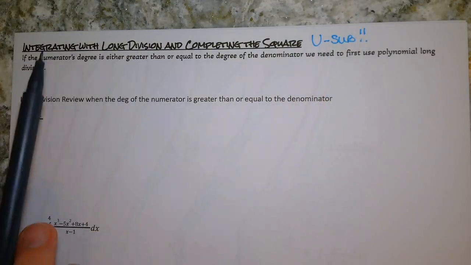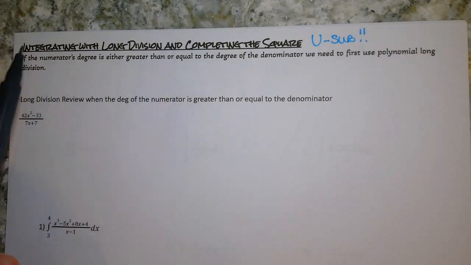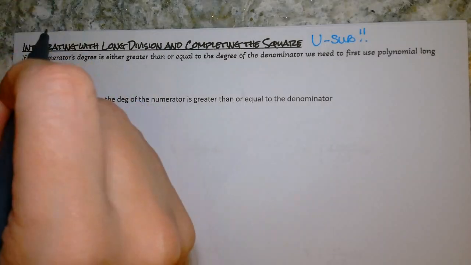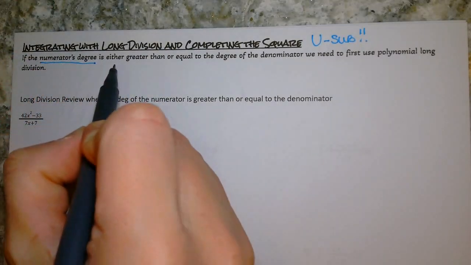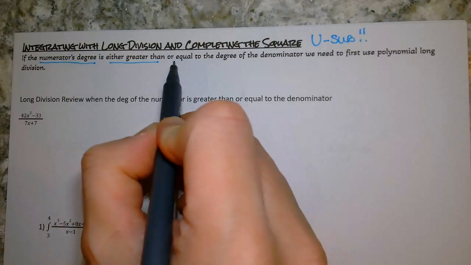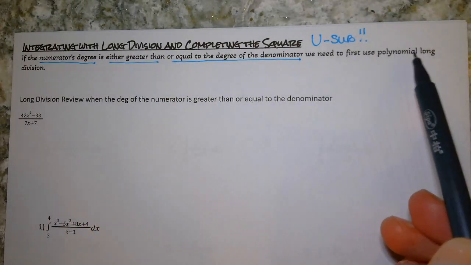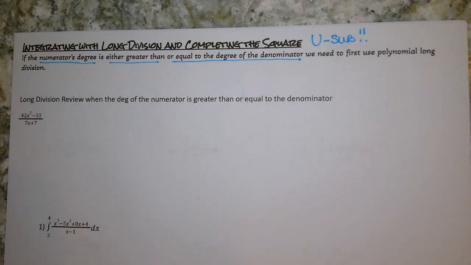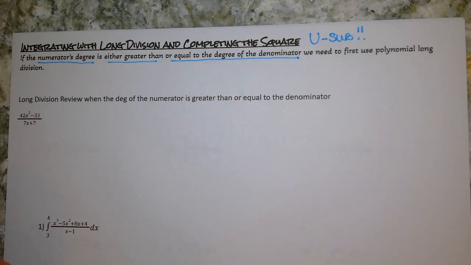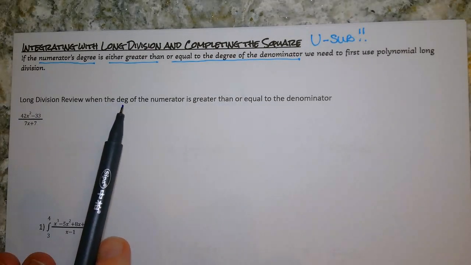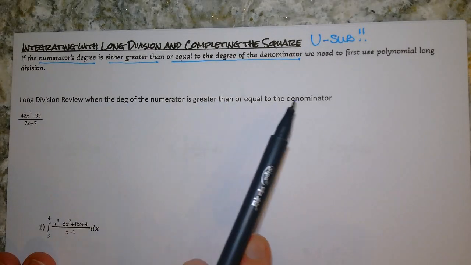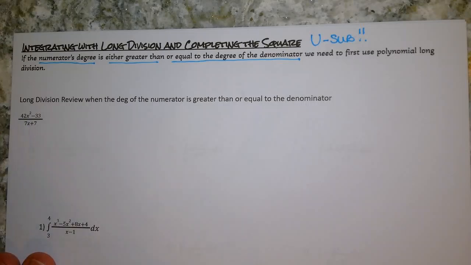Now, if u-sub fails, and this happens, then we'll go with long division. It says if the numerator's degree is either greater than or equal to the degree of the denominator, we need to first use polynomial long division. So long division when the degree of the numerator is greater than or equal to the degree of the denominator. Again, I just want to be clear.